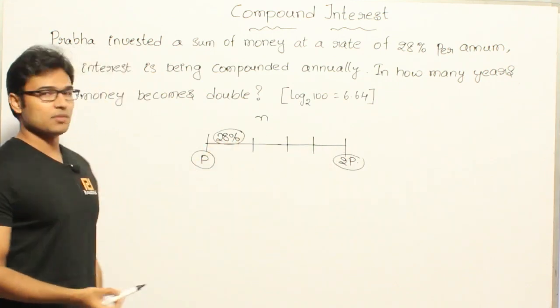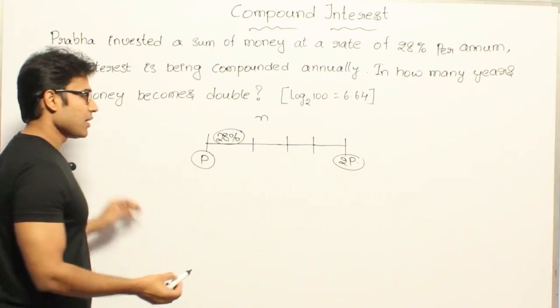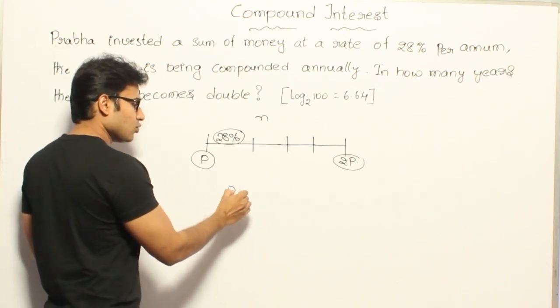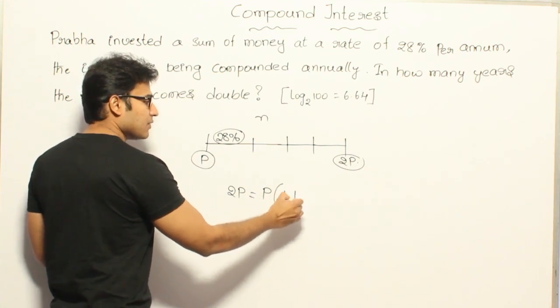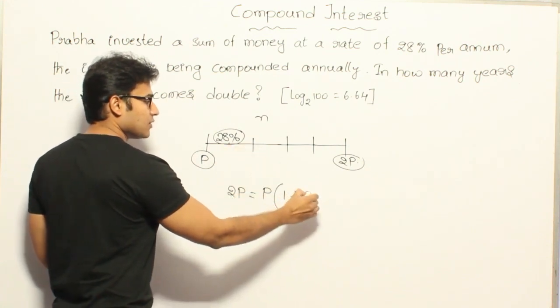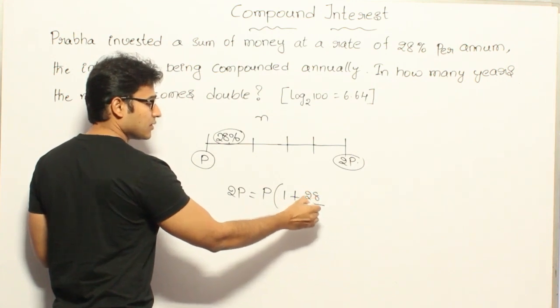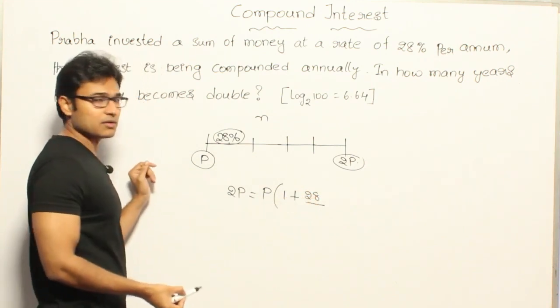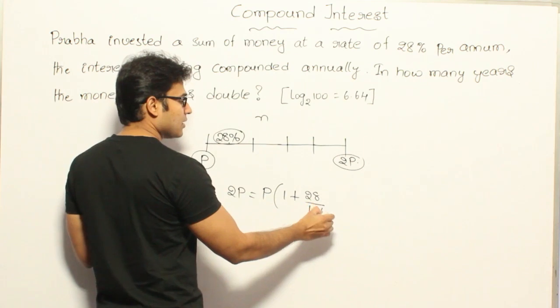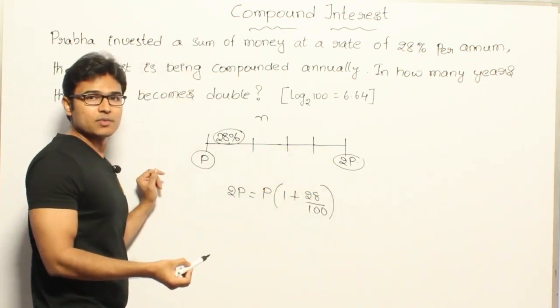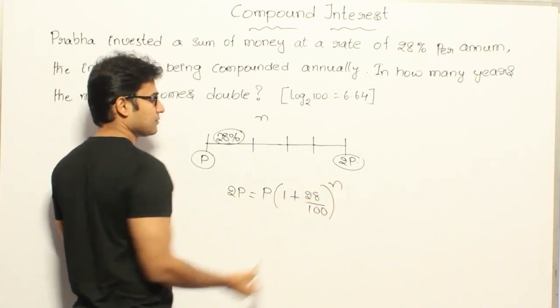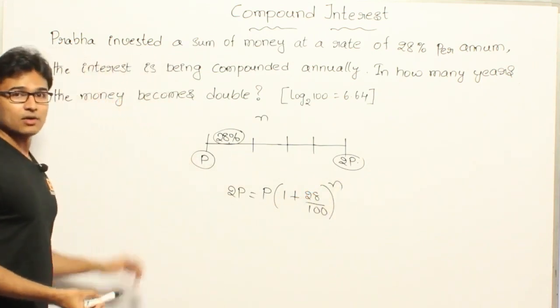So according to our formula which we had derived earlier, what happens? A, which is equal to 2P, is equal to P into (1 plus the interest per slot). So here every slot is 1 year. Therefore 28% per annum is already given, so 28 by 100, to the power of the number of slots. We are assuming that it is going to take n years for us to become double, that is n. Now we are supposed to find the value of n.